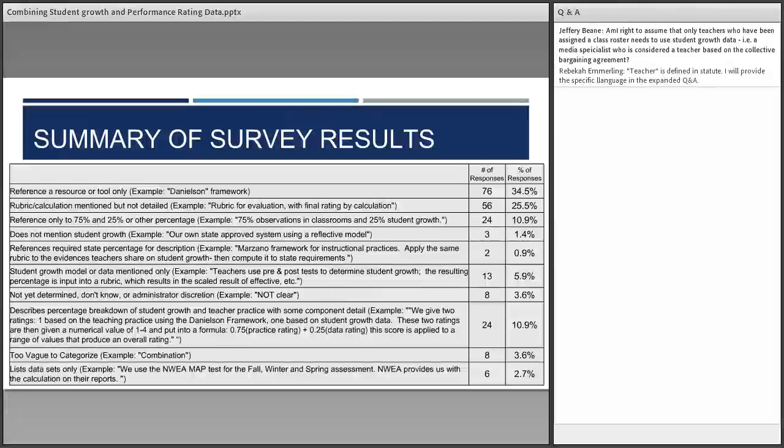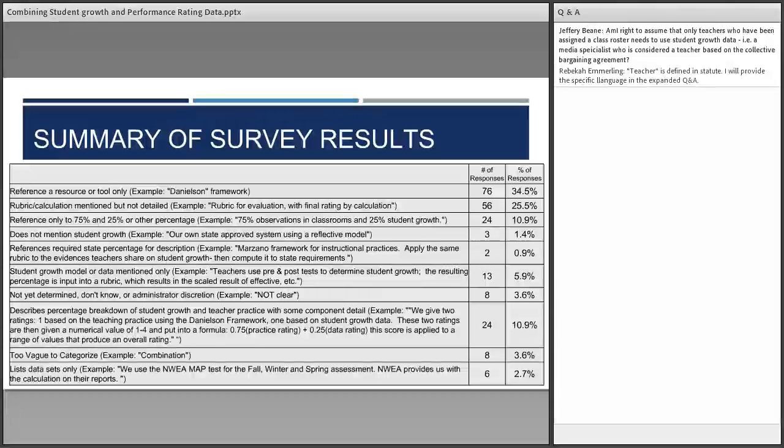Then 13 responders, about 6%, fell into the category where the student growth model or data was mentioned only. So only the student growth model, student growth data, or assessment data was mentioned, with no teacher practice data being mentioned. An example of this would be: teachers use pre and post tests to determine student growth. The resulting percentage is input into a rubric, which results in a scaled result of effective, etc.